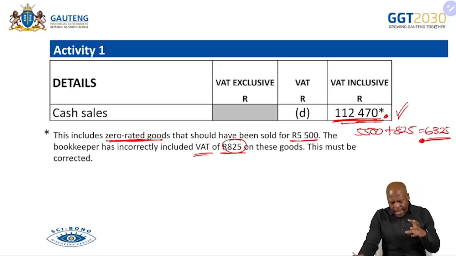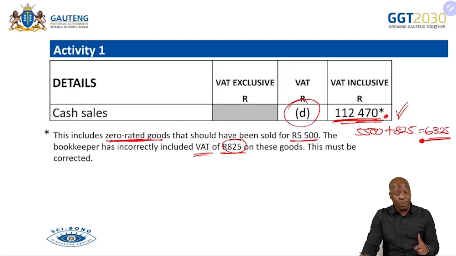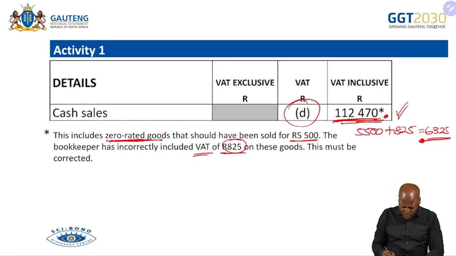Now, what the incompetent bookkeeper has done is they have taken the zero rated goods and included them into the standard rated goods. Are they supposed to be in the same amount? Completely no. So what do we have to do? We have to take these zero rated goods out first before we can calculate the VAT. Before we can calculate it, this is the simplest way that I want to show you. So let's quickly see if we can do that.